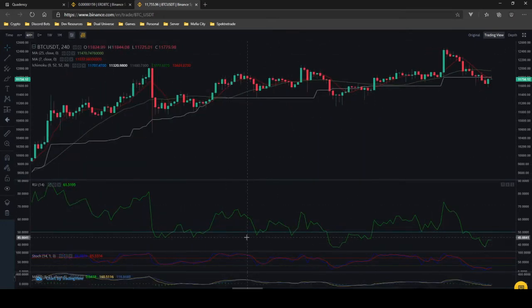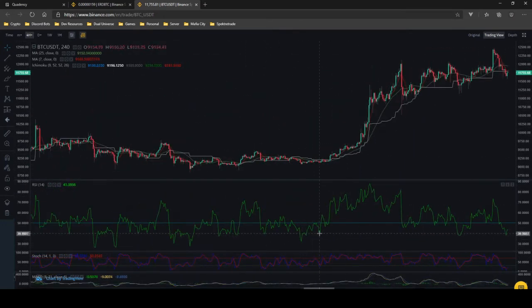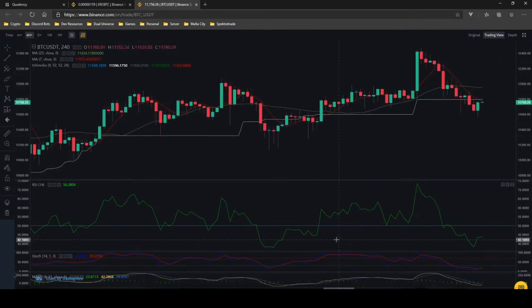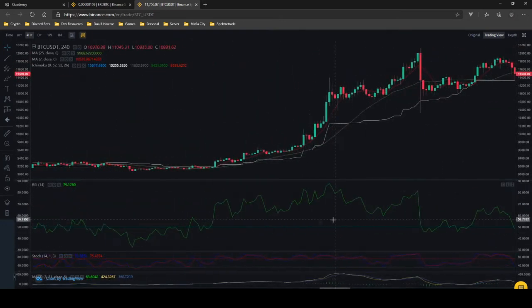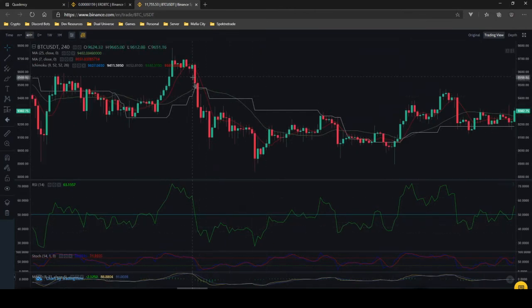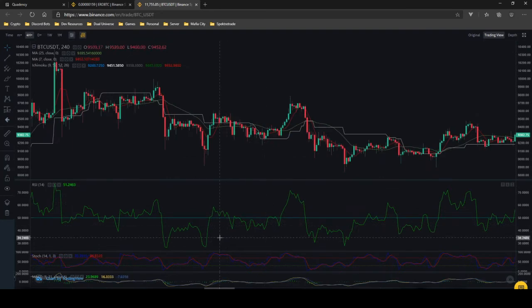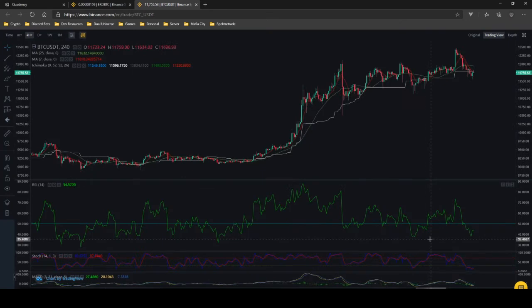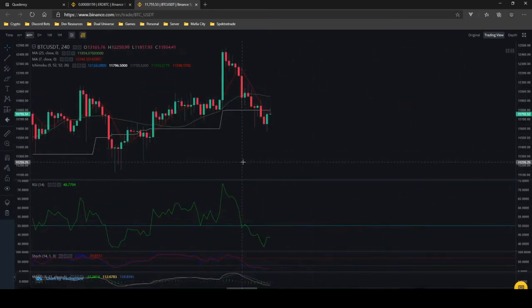And the reason why I say that is because that's your trend line. From 0 to 100, 50's your middle. When it's below 50, it's a downtrend. When it's above 50, it's an uptrend. I mean, how simple is that? Downtrend, downtrend, uptrend, uptrend. But you can't trade off that. It just gives you a little bit of an idea.